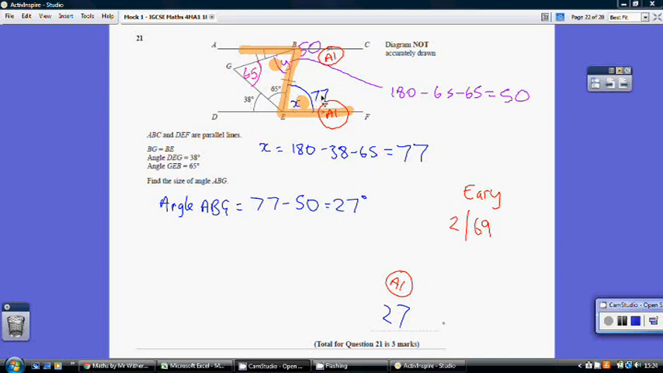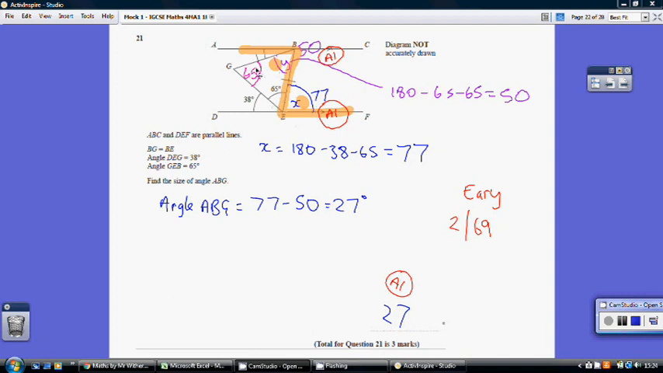Now, given that that's 77, the whole of ABE must also be 77. That big angle there must also be 77 because alternate angles are equal, sort of Z angles. So that big angle all the way around is the same as that, which is 77. So that's one thing we know.